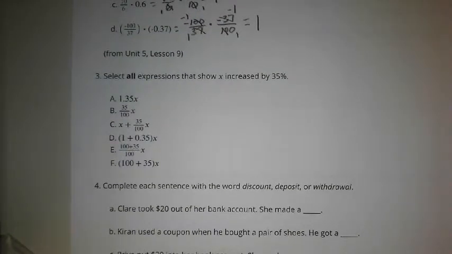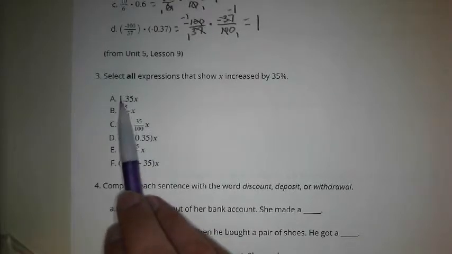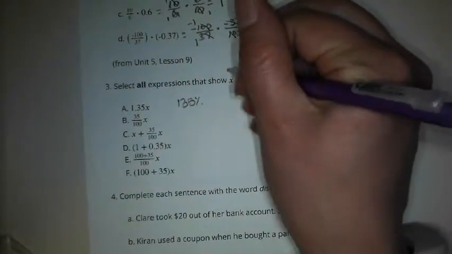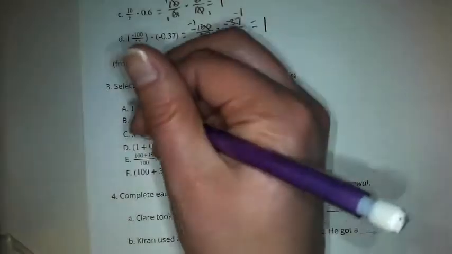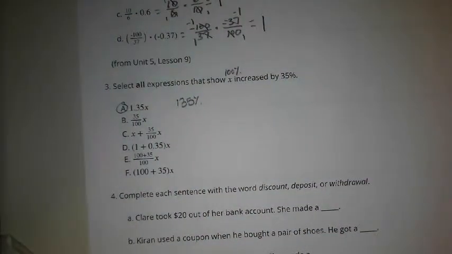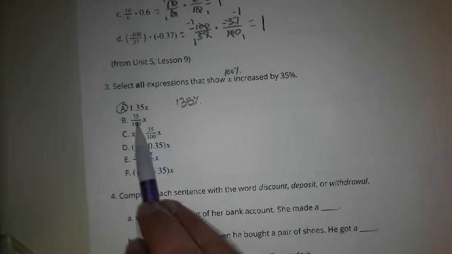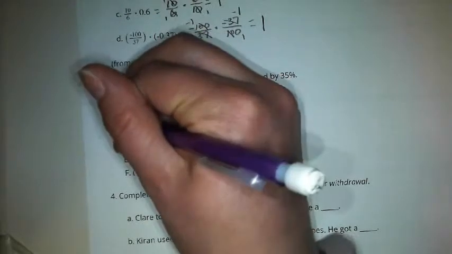3, select all the expressions that show x increased by 35%. So here we have 1.35 times x. 1.35 is 135%. So x would be my 100%. 100% plus 35% is 135%. So 1.35 times x would show me that increase of 35%. B, I'm taking 35% times x. That's only going to give me that 35%, so B is not going to work.